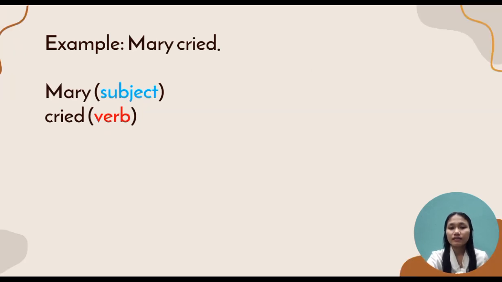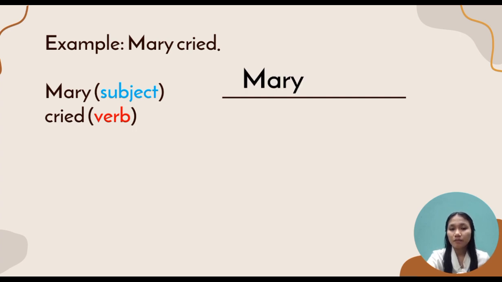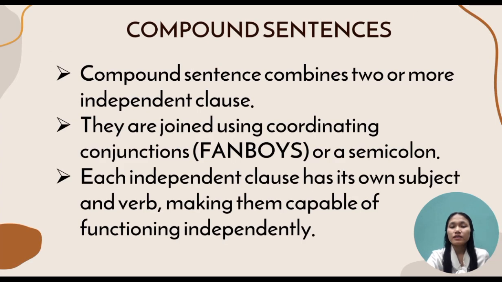And lastly, for our last example, Mary cried. Mary is our subject and cried is our verb. So again, it should be written by a horizontal line for our subject. And we are going to separate our subject from our verb using a vertical line. Okay, that's it. So next, we have compound sentences.